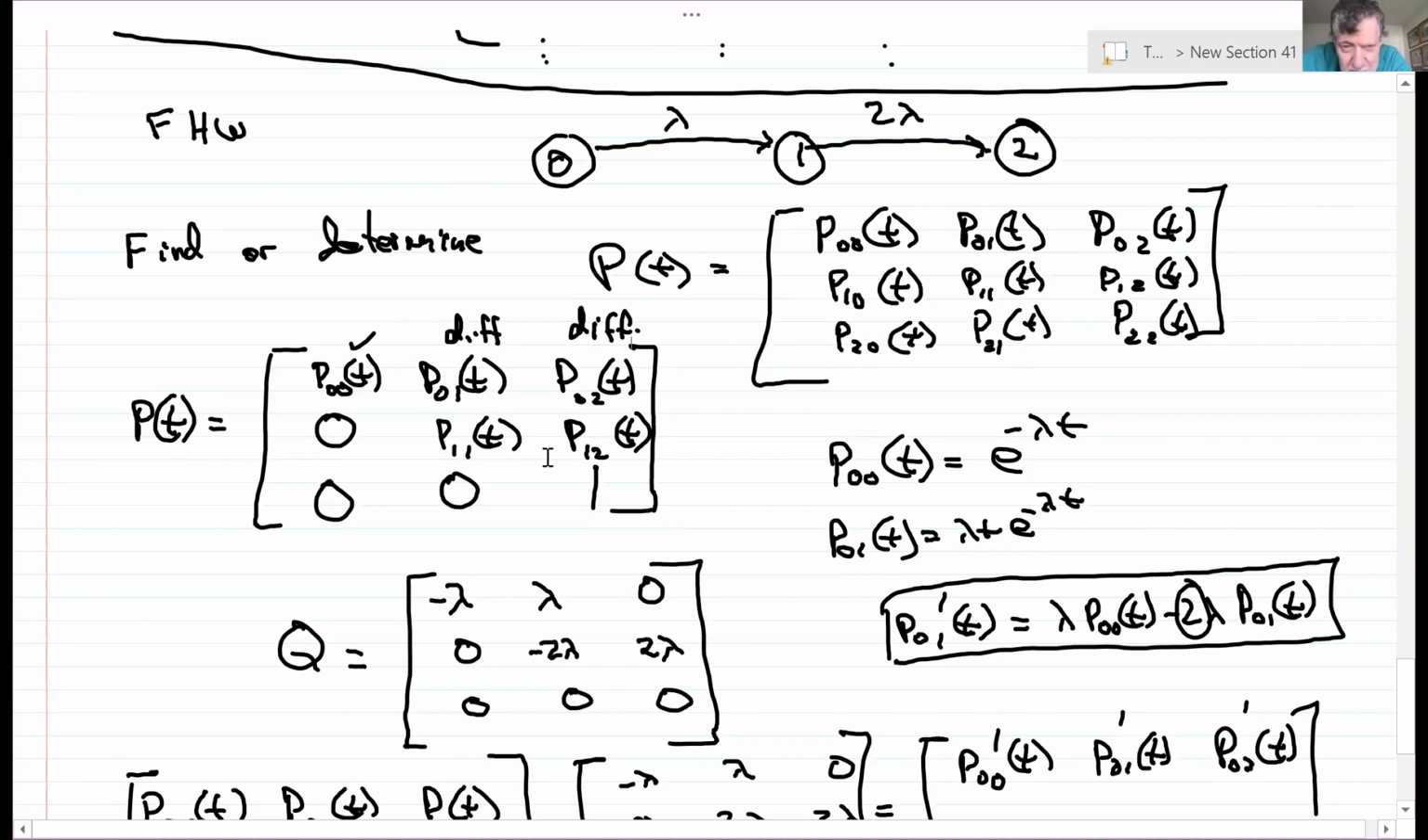So in a sense, this problem has three different ones to figure out. This one, and this one. Because once you figure out this one, this will be one minus it. Similarly, once you figure out this one, this will be one minus it. So there's really only two that you have to wrestle with. This one and this one.